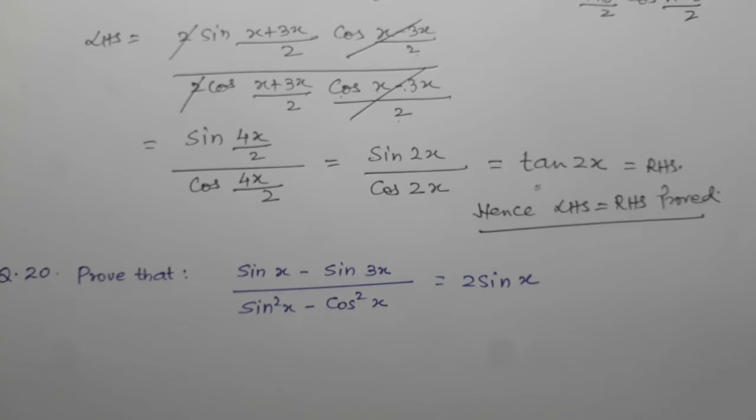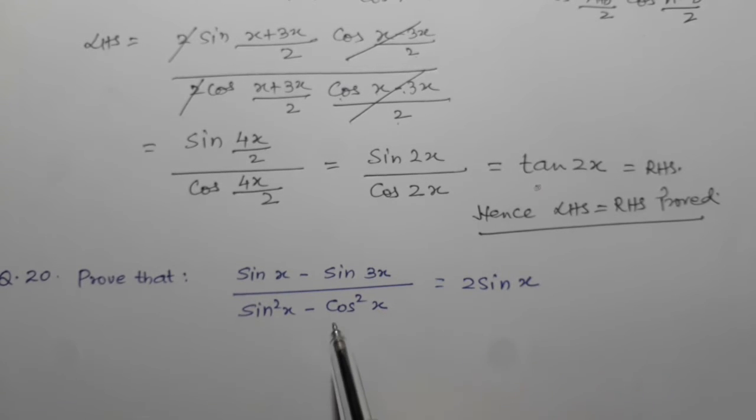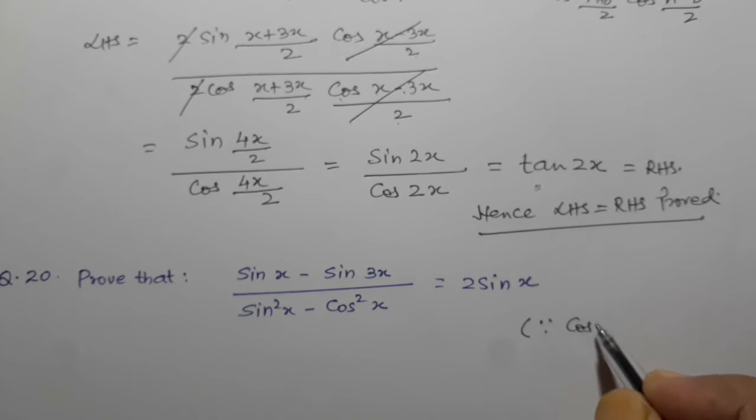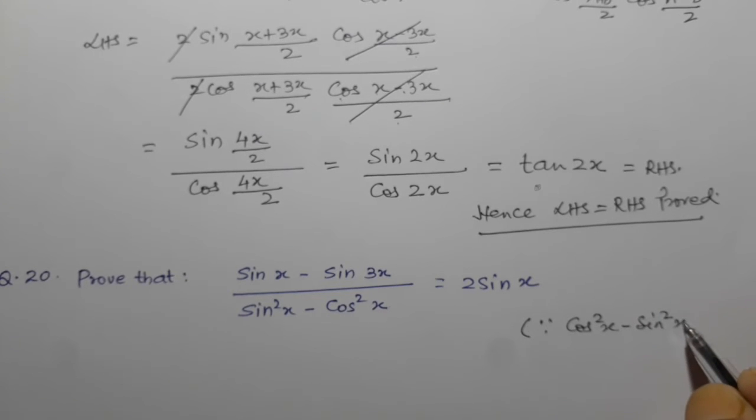In this question we see that sin x minus sin 3x means sin A minus sin B. It is an identity, but sin square x minus cos square x has no identity, but we have one identity, that is cos square x minus sin square x. Since cos square x minus sin square x is equal to cos 2x, this identity we have.